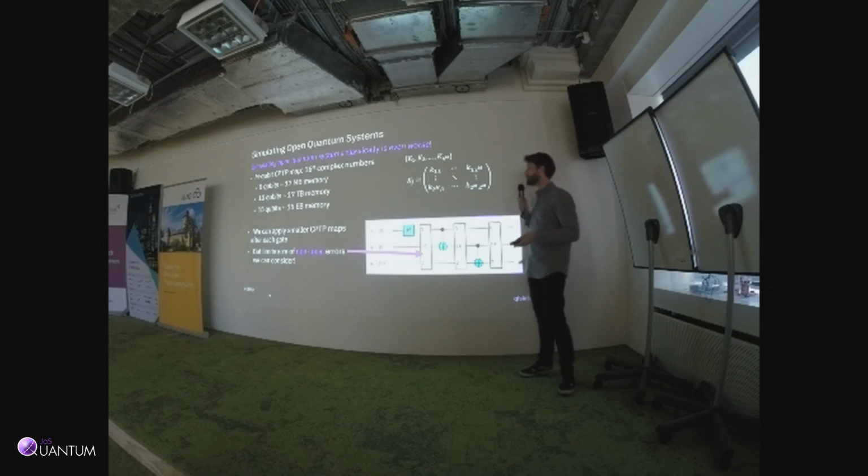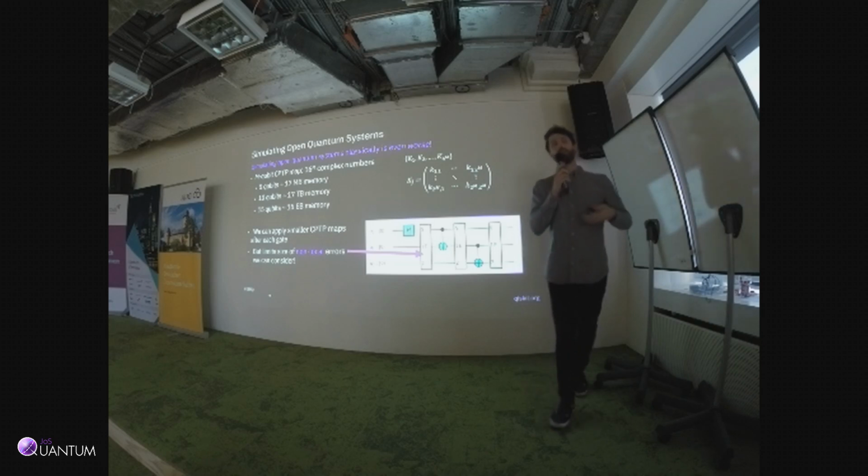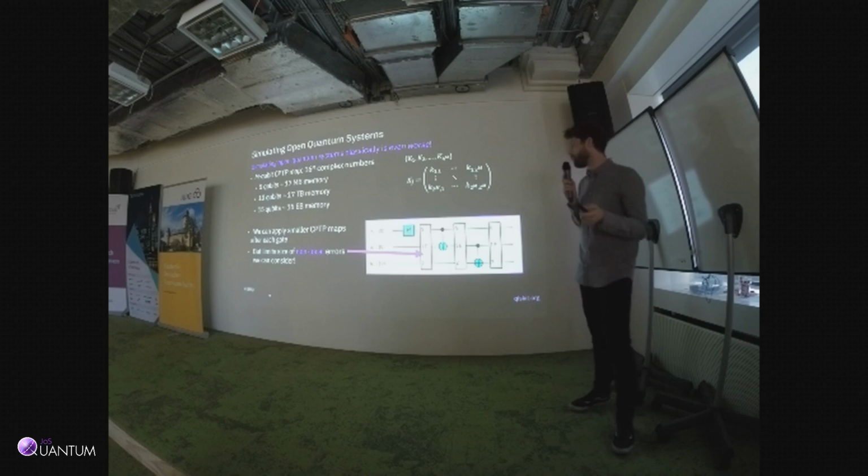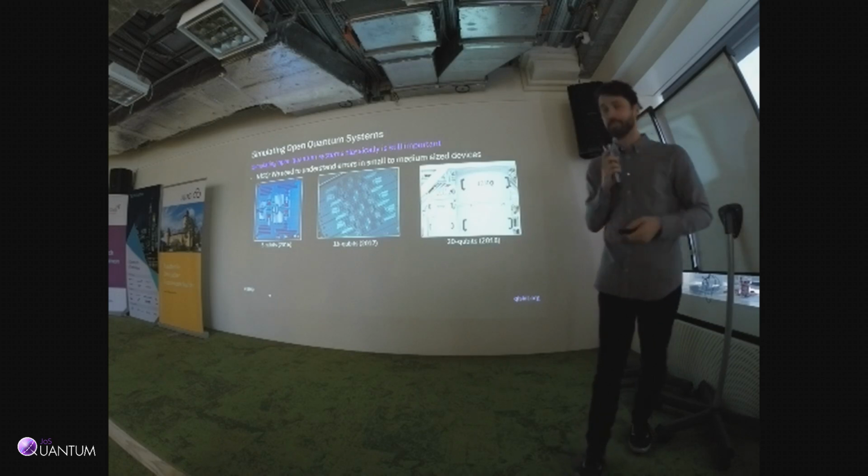If I have a 20-qubit device, for example, I can't just assume that I have a 20-qubit error term, because I can't write down that 20-qubit error term. Of course, you can make approximations to get around this, but this is a general consideration.